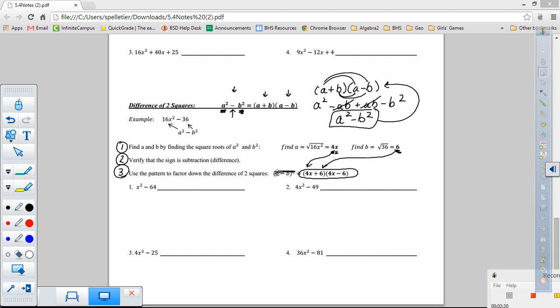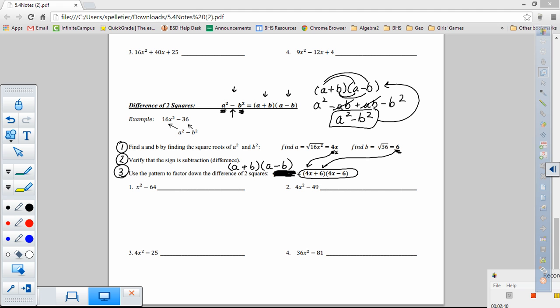This should not be here. Let's cross this out. I think that just got copied and pasted there somehow for whatever reason. So scribble that out. That's not supposed to be there. So factor using the pattern, you would just say a plus b and a minus b. There you go. That's better.